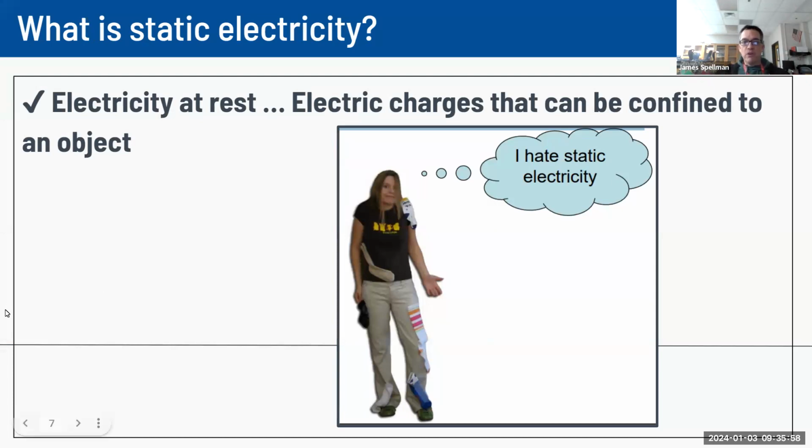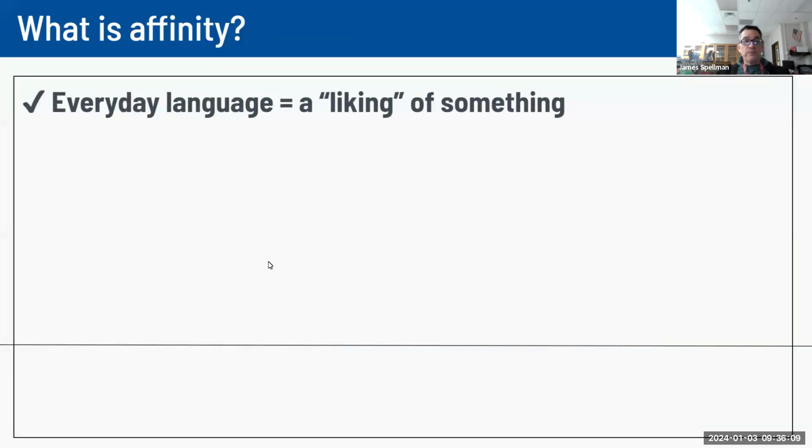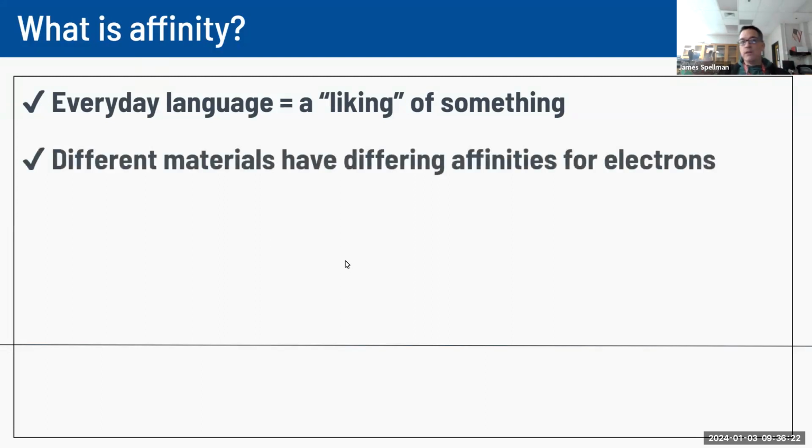Got the little meme here. The girl with socks all over. See that she's got some static electricity built up on her. So we're just talking about how much electricity an object would have because of the amount of electrons that's on it. We often use this word affinity. In everyday language, the word affinity means a liking of something. When we're talking about electron affinity, that means how much does something want to hold on to an electron? How much does it like an electron?